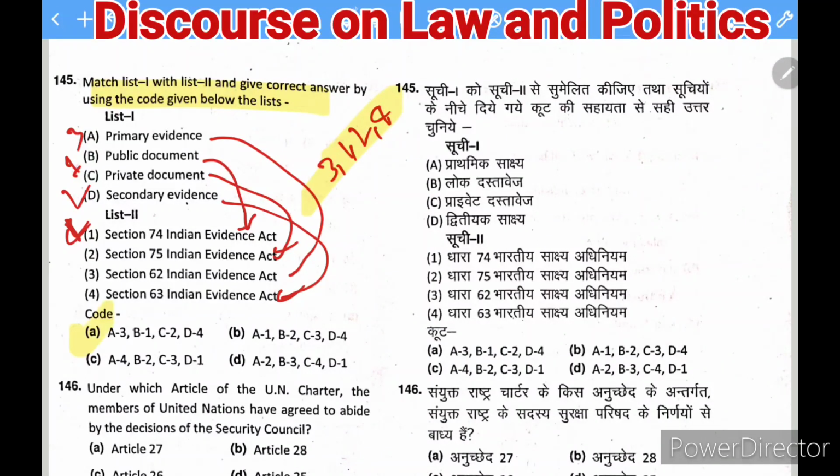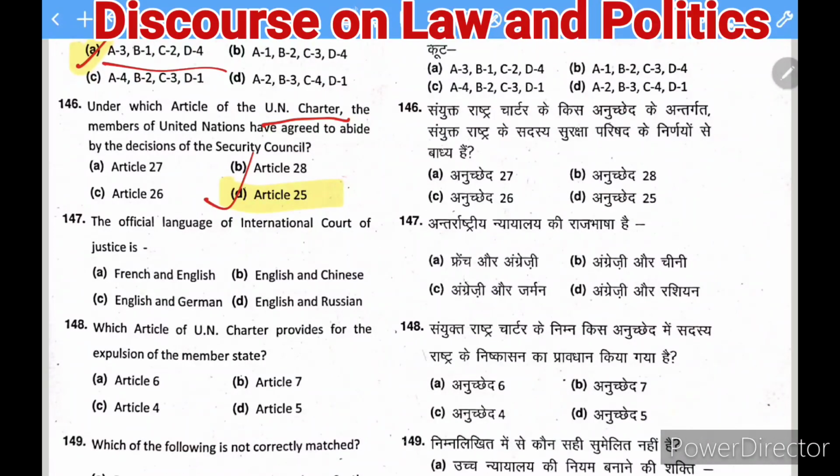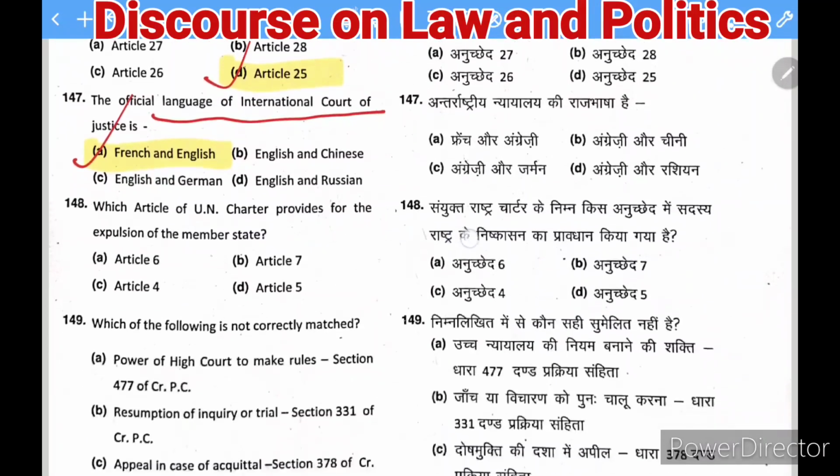Which is A. Next question which you can find here: under which article of the UN Charter the members of the United Nations have agreed to abide by the decisions of the Security Council? The right answer of this question is Article 25. Now this question is also a repetitive one, and the second question is also repetitive. It was already asked. The official language of the International Court of Justice: the right answer is French and English. It is the official language.